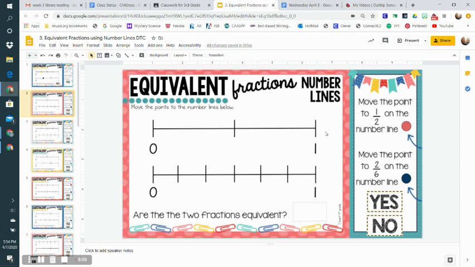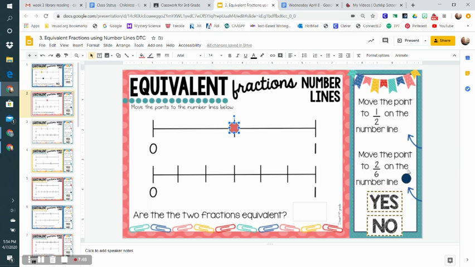I can see that this is definitely going to be my 1/2 number line because it starts at 0, it goes to 1, and it's divided into 2 equal pieces. So 1/2 of that would be right here, right in the middle, 1/2. And half plus a half equals 1. So that totally makes sense.